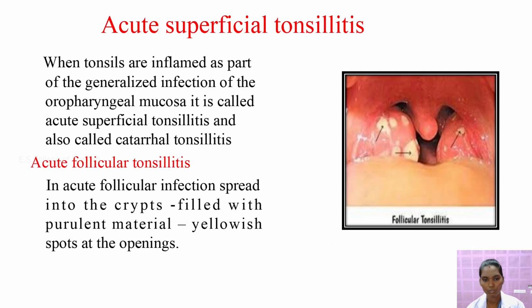We will see one by one. First, acute superficial tonsillitis. Superficial tonsillitis means the superficial layer of the tonsil and the mucous membrane will be affected. And next is acute follicular tonsillitis. See the picture: small yellow color spots over the tonsil. This is the meaning of acute follicular tonsillitis.